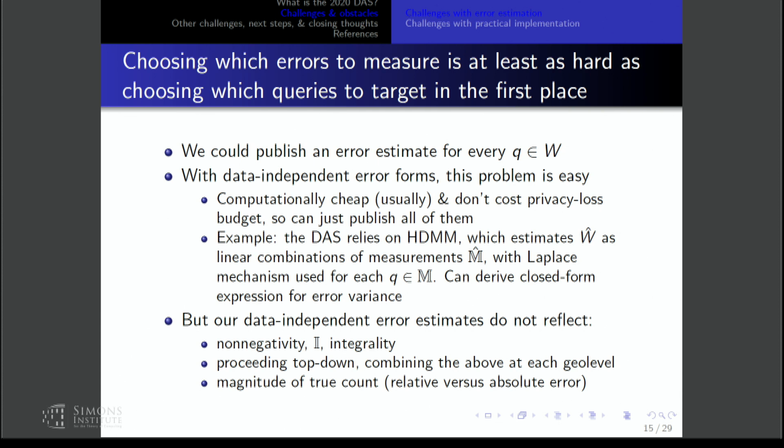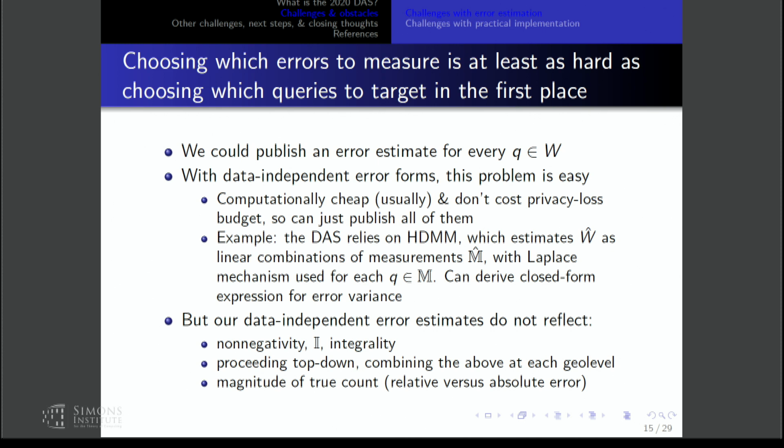So if the method you're using has a nice closed form for the error associated with it that is independent of the underlying data, and there are lots of examples of this in the DP literature, then you're in a good place. It's usually cheap to compute these, so I'll just go to every query and publish an estimate of the error. And you're sort of done is maybe a strong word, but you've accomplished the primary task at that point.